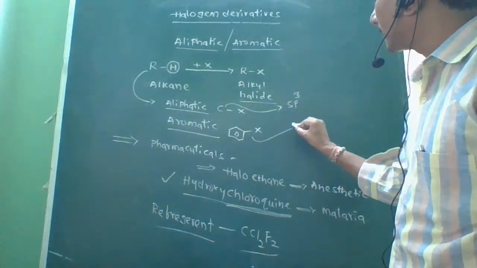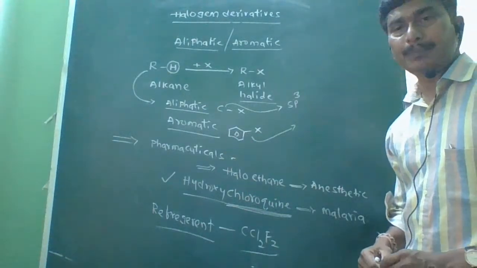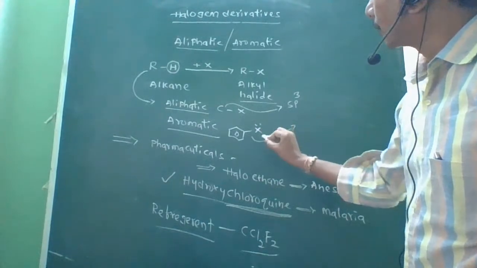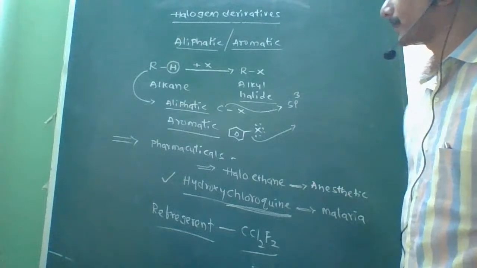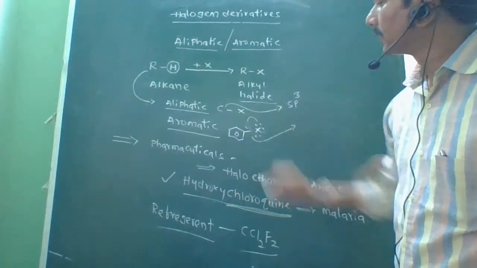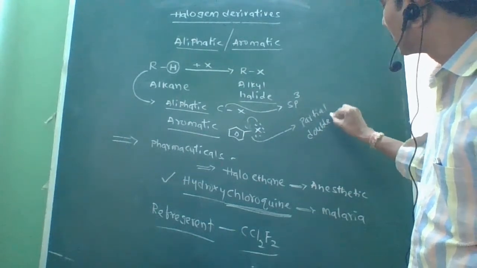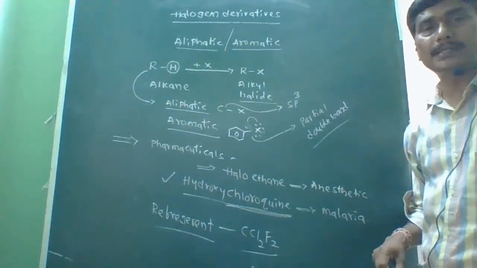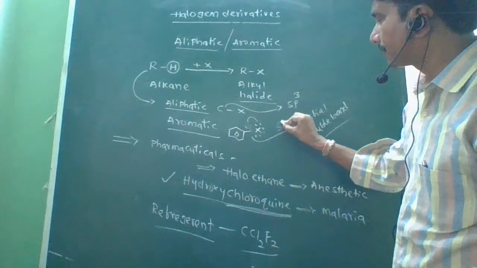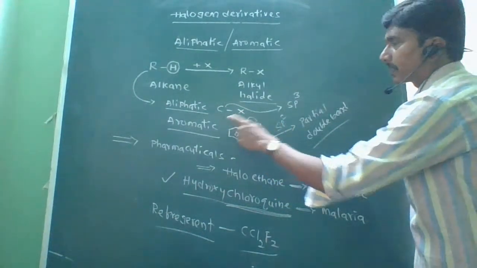Whereas come to the aryl halides, as you know very well, in benzene all carbon atoms are involved in sp2 hybridization. Due to presence of lone pairs on the halogen atom, it is involved in the resonance. That means it has the partial double bond character, that is PDBC. Repeat again, in benzene all carbon atoms are involved in sp2 hybridization, whereas in the aliphatic alkyl halides, the halogen derivative carbon atom is involved in sp3.